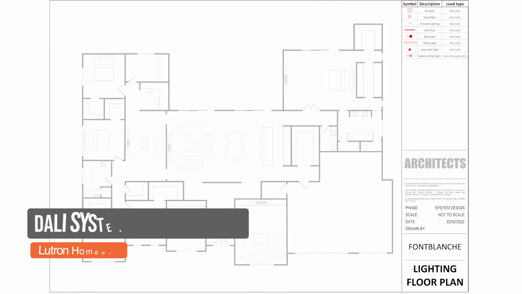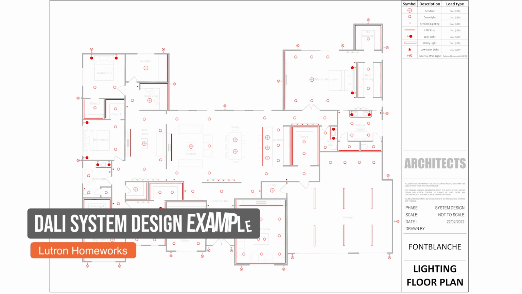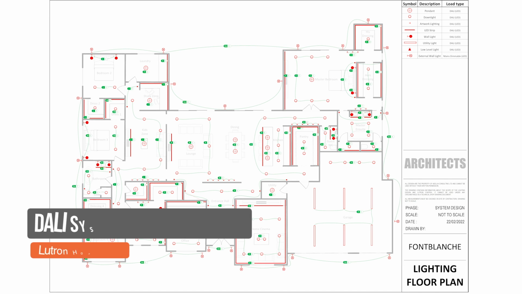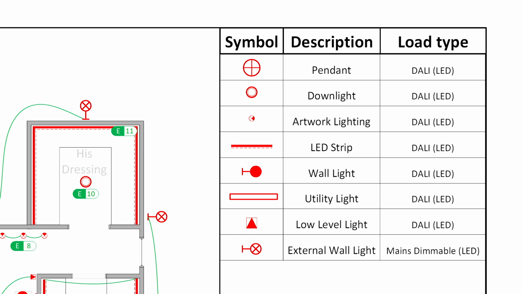First, let's start with a lighting floor plan provided by the client or the lighting designer, clearly showing the name of the rooms as well as the lighting circuits with their unique IDs. Great, that's what we want. Looking at the legend here, we can see that the majority of light fittings used on that project are DALI, and others are mains dimmable.